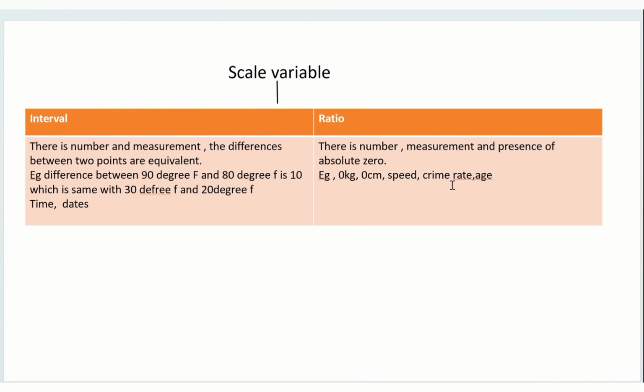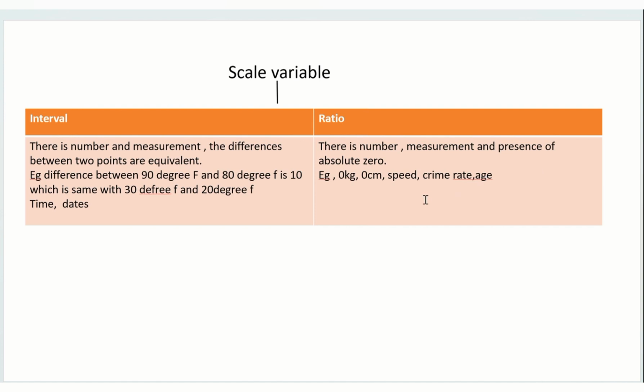There might be no crime rate, so there can be 0 crime rate. So it is a number also. If there is zero, it's a number, it's a measurement also. We can know whether it is multiplying or not, we can know it is subtracting or not, we can subtract these things and all. So this comes under ratio, all these things, like age also.